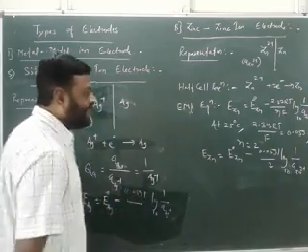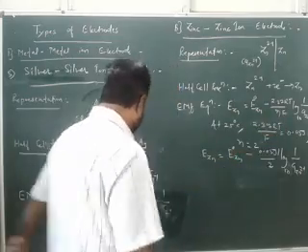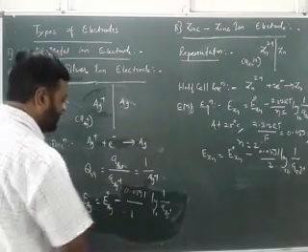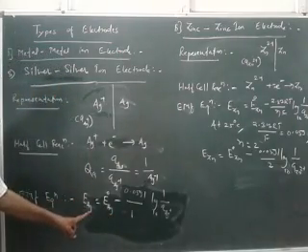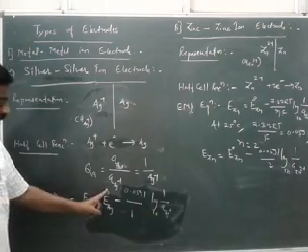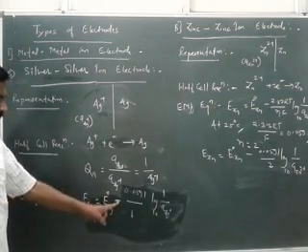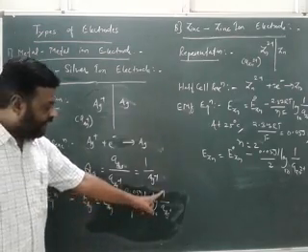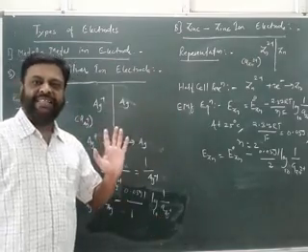So here 0.0591 divided by n. N is equal to how many electrons are involved? 1. So this is the final equation: the reduction potential of silver is equal to the standard reduction potential of silver minus 0.0591 divided by 1, log of 1 divided by the activity of Ag plus.